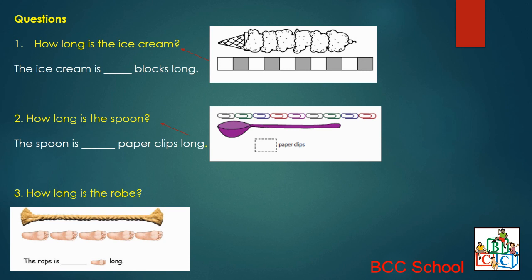Last question here, we have a rope. So you have to tell me how long the rope is by counting the number of feet. Here you see we're using a body part. Okay? What is the body part that we are using? The feet. So you have to count the number of feet long the rope is. Then you write this in your copybook. The rope is, blank, feet long. Okay? Great. I think we are over for this topic.